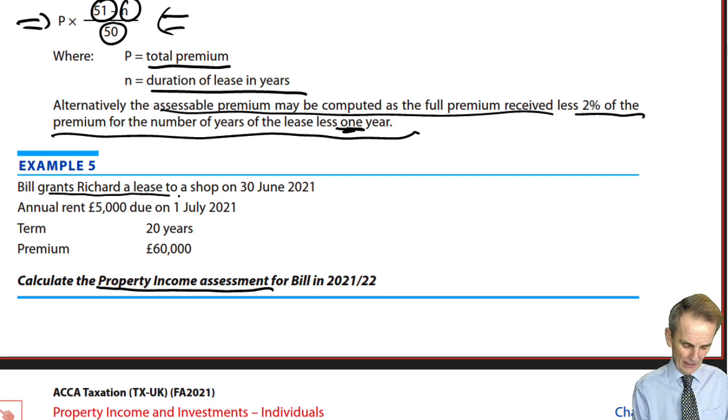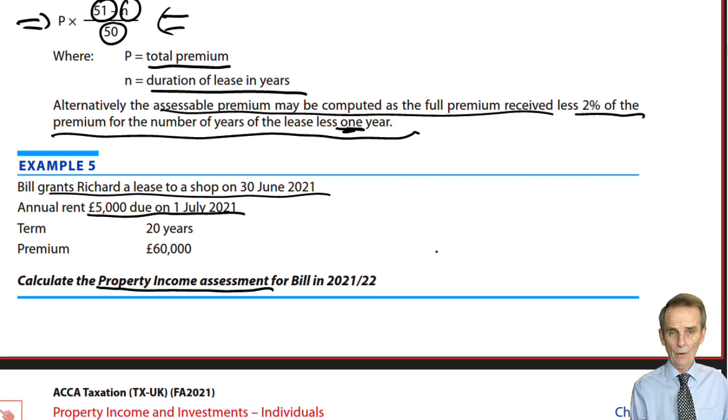Bill grants Richard a lease to a shop on the 30th of June 21. Annual rent £5,000 due on the 1st of July 21. So it's a single one-off payment each year, annual rent £5,000 due on the 1st of July 21. The period of the lease, 20 years. The premium received, £60,000.